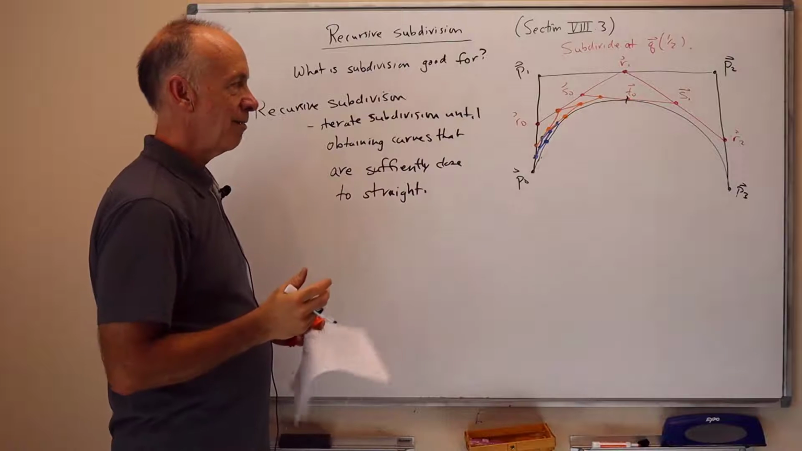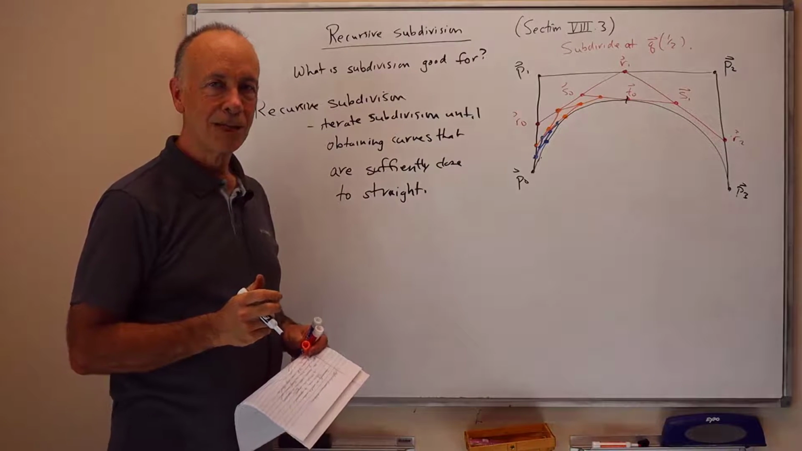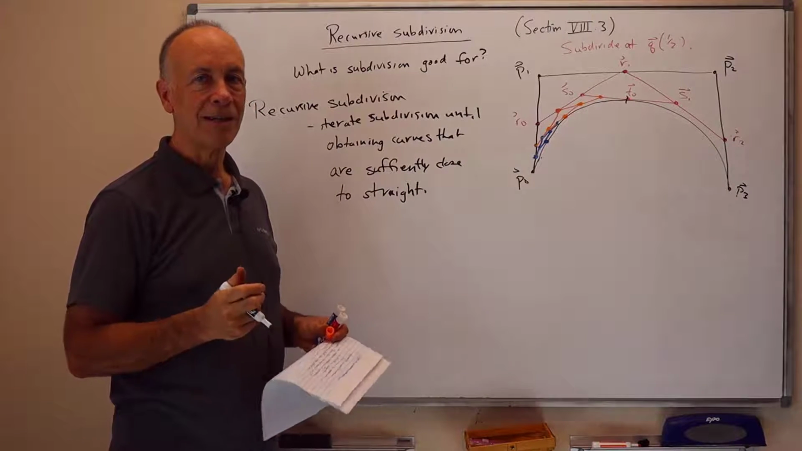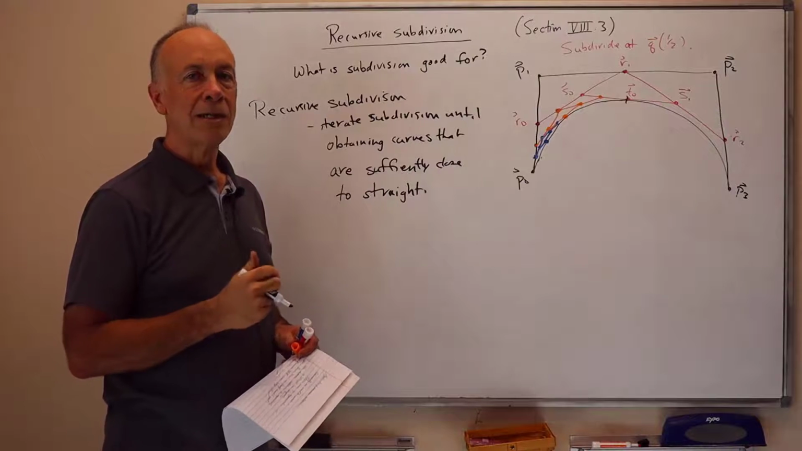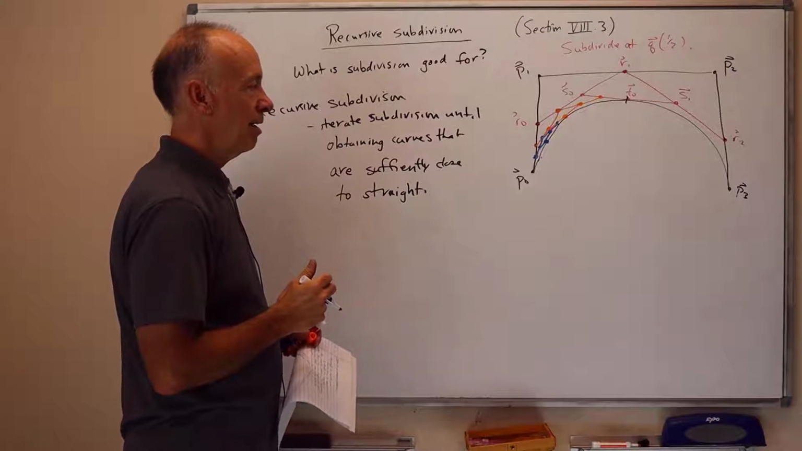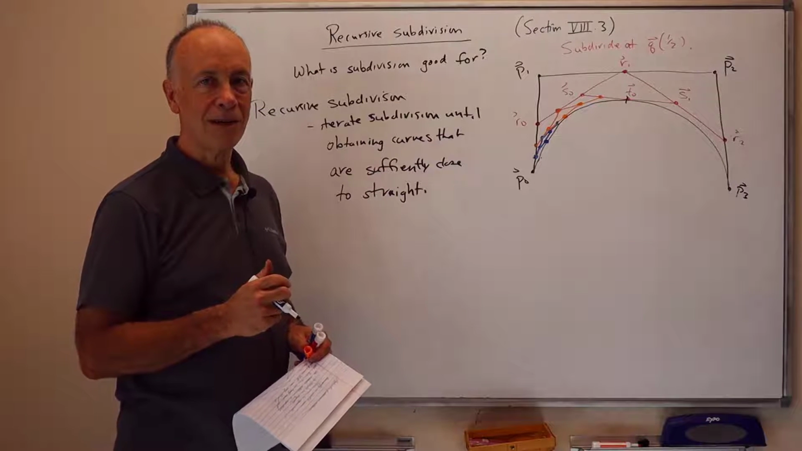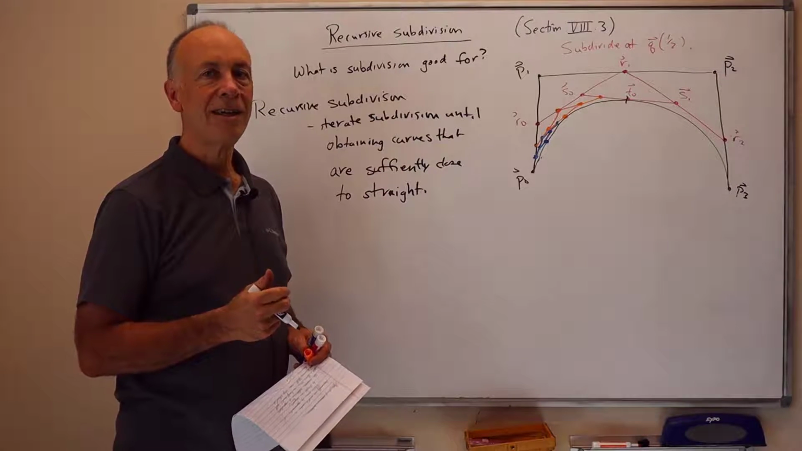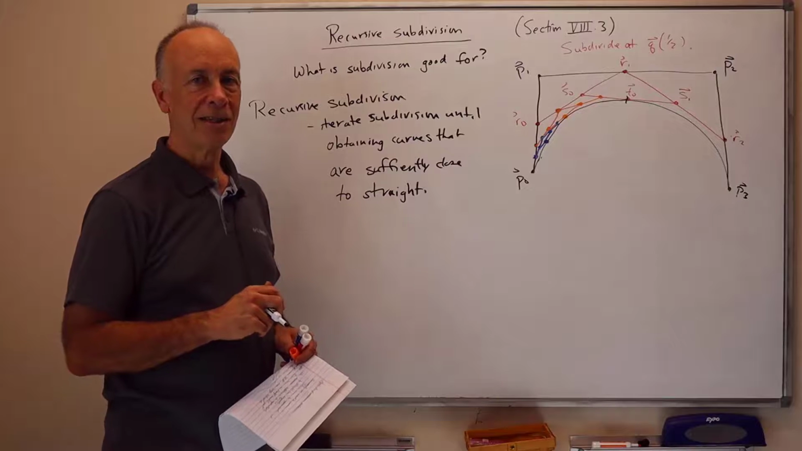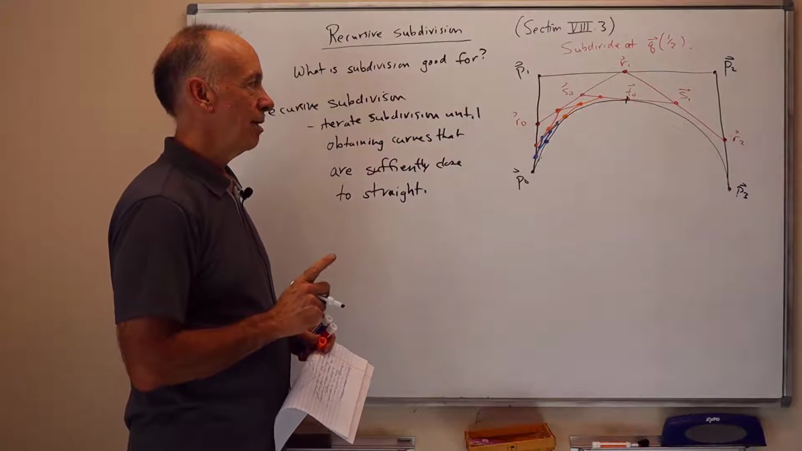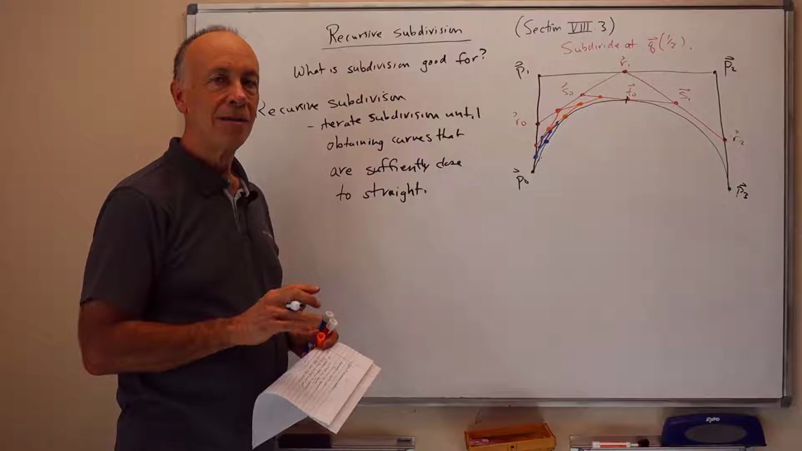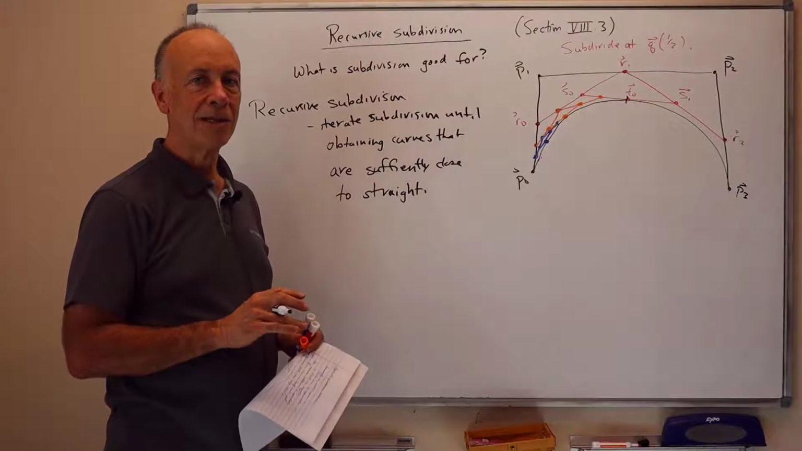Now, obviously the length of the control polygon is much bigger than the length of the line segment directly connecting P0 to P3. So we could conclude then that the Bezier curve is not that close to straight. Certainly the control polygon is not that close to straight, and it would be a good idea to replace the Bezier curve by subdivision with 2 Bezier curves and then consider those 2 Bezier curves instead.